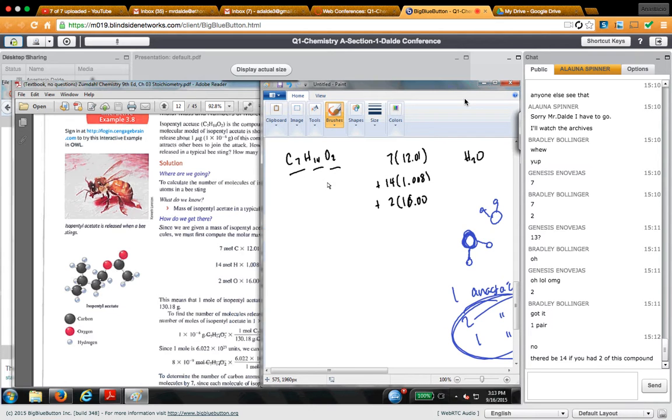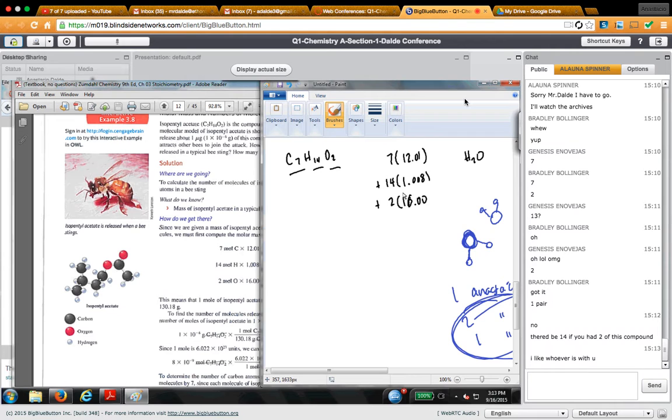C7H14O2. I need to figure out the molar mass of this thing. I've got 7 moles of carbon, 14 moles of hydrogen, and 2 moles of oxygen.